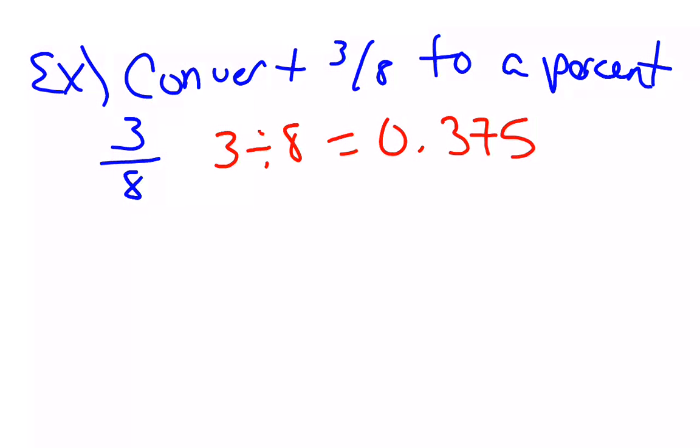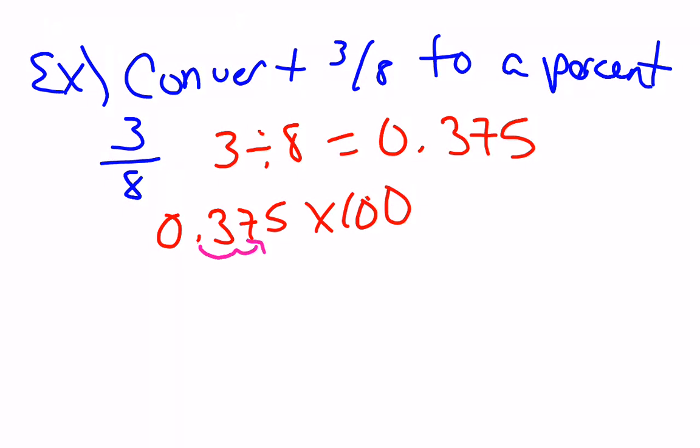0.375. Now we know how to convert a decimal to a percent. We multiply that by 100. So 0.375 times 100 means I'm moving the decimal point 2 spaces over to the right, 1, 2. So it's 37.5, and then add the percent sign.